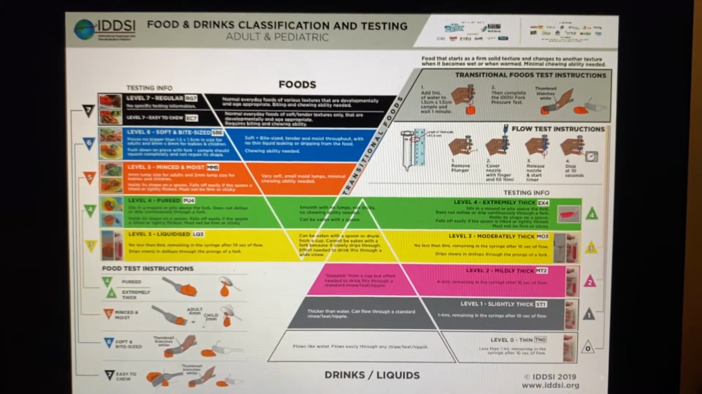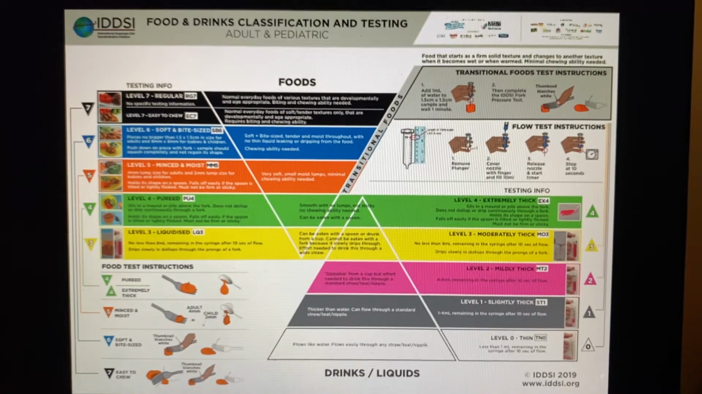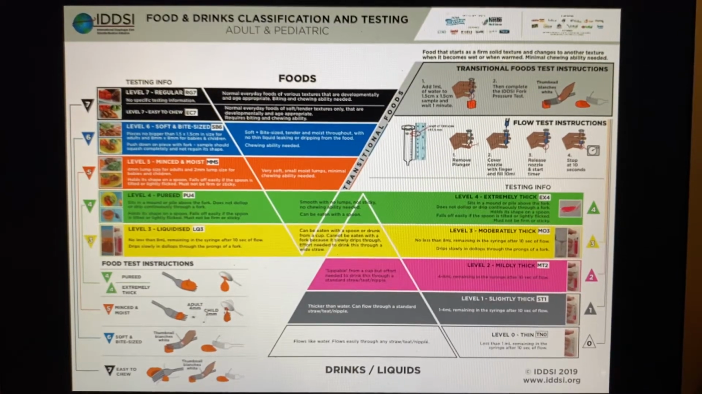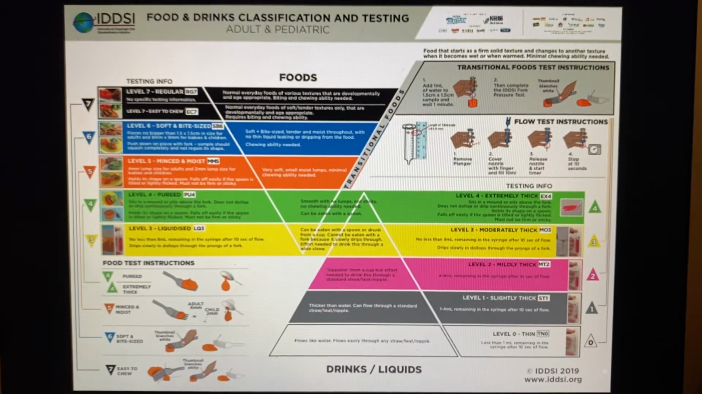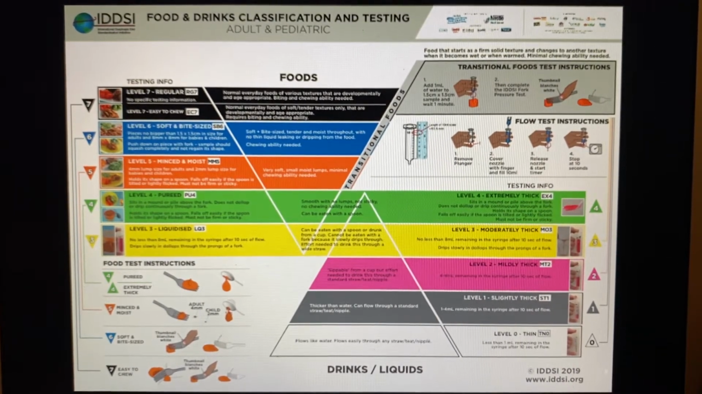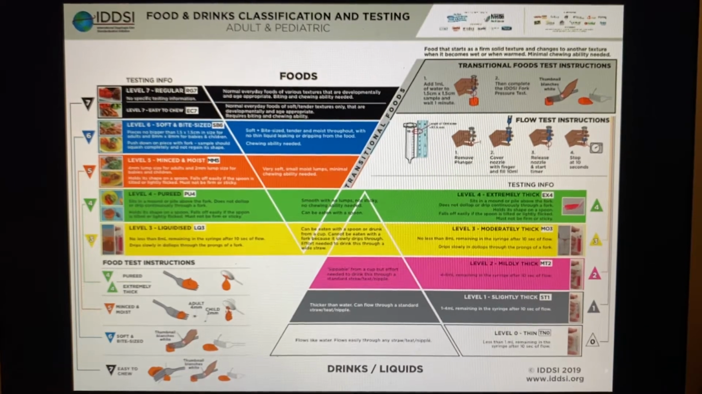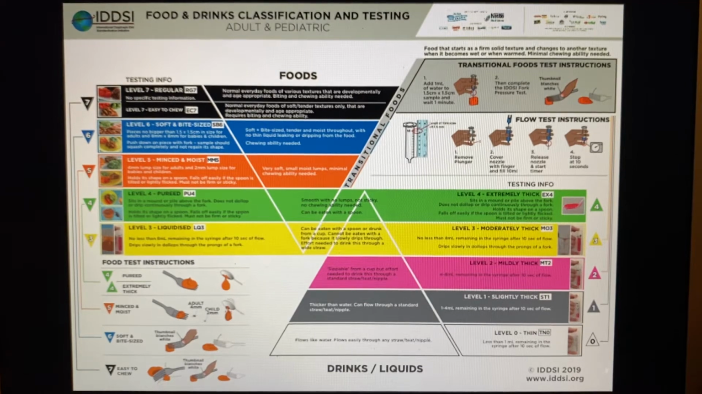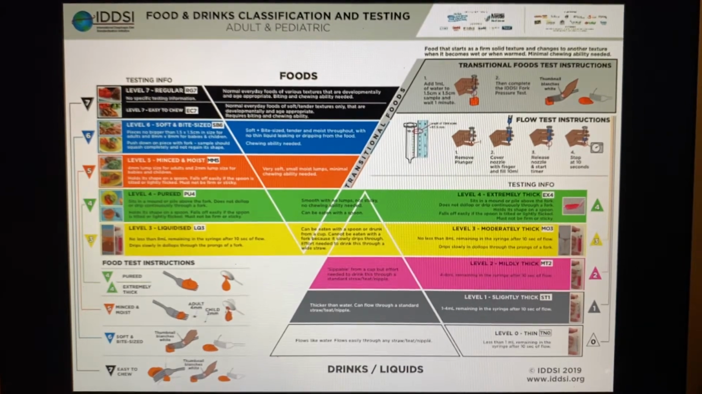So what you have on your right is an upside down pyramid that represents the different textures of foods. If you start at the bottom, you go 3 liquidized, 4 pureed, 5 minced and moist, 6 soft and bite-sized, and 7 easy to chew or regular.